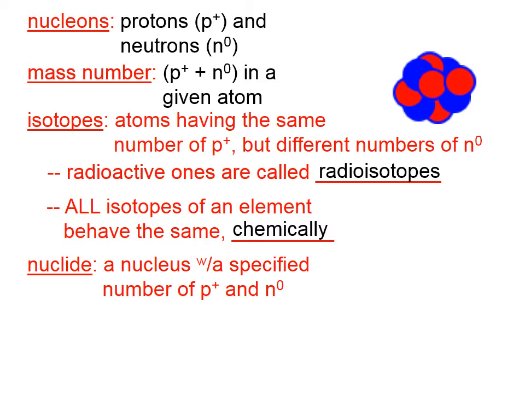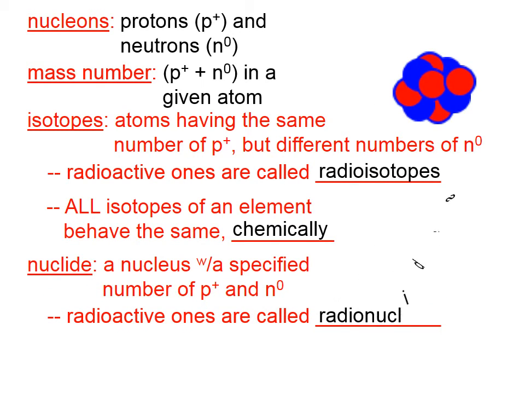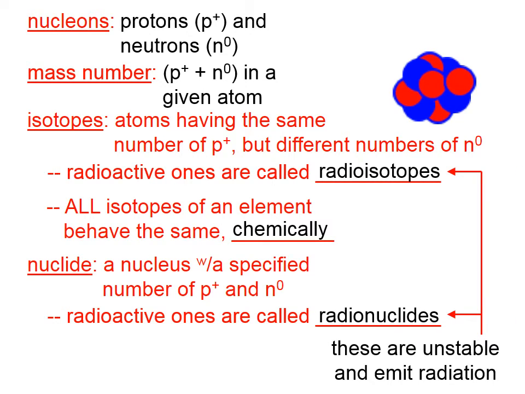A nuclide is a nucleus with a specified number of protons and neutrons. Radioactive ones are called radionuclides. Radioisotopes and radionuclides are unstable, and they emit radiation. And finally, the atomic number is symbolized by capital Z, and it is the number of protons.